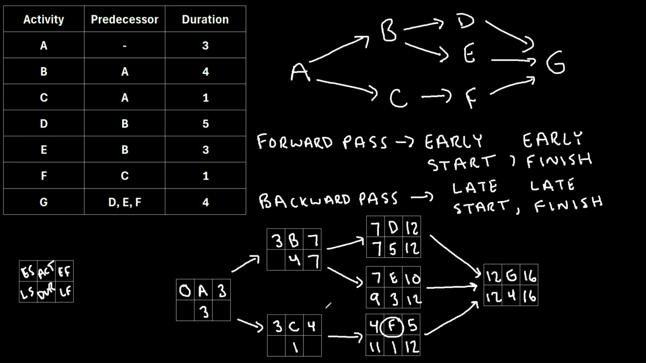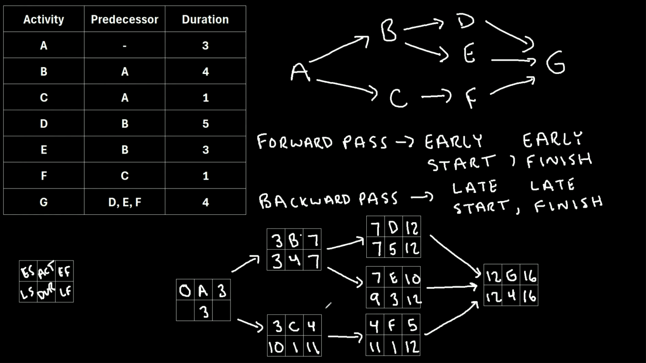And for activity F, we can see that its preceding activity is activity C. So we'll take the 11 and move it into the late finish position of activity C. Then we'll repeat the process again. So for activity B, we'll do 7 minus 4, which is 3. And for activity C, we do 11 minus 1, which is 10.